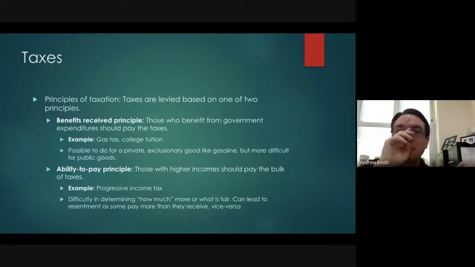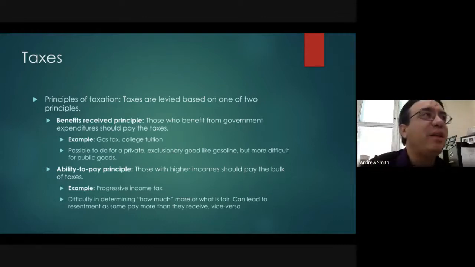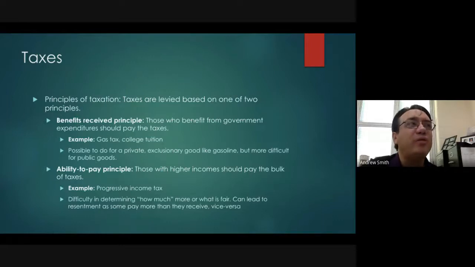But it's still those who are able to pay more do pay more. The progressive tax then charges higher rates to higher earners. And now we've got a debate: what is fair? What is a fair amount of taxation then? If we're going to tax one person more than the other, then what is fair in that?